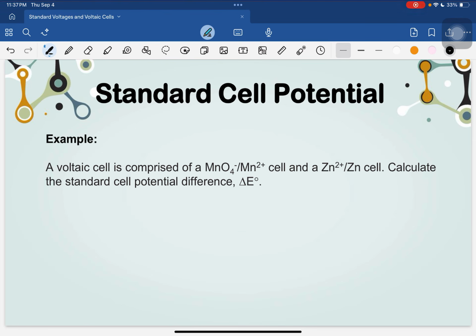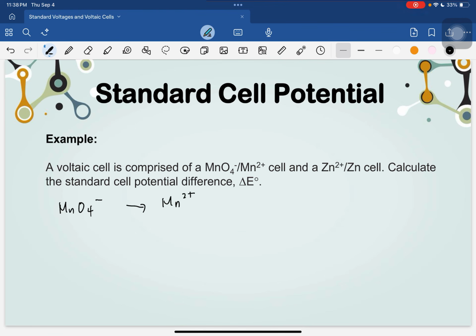And let's start with the first example. A voltaic cell is comprised of permanganate and manganese and zinc cell. Calculate the standard cell potential difference delta E. So basically, you're not asked of a cell notation. You're only asked to get the cell potential difference. So what do you do? Of course, we first identify the half cells. So let's first use the permanganate. So that's MnO4- yields Mn2+.